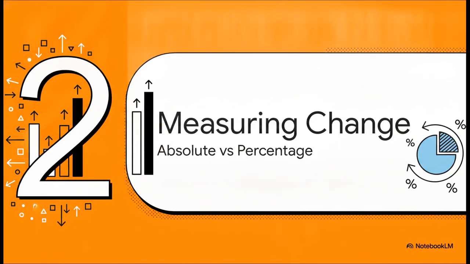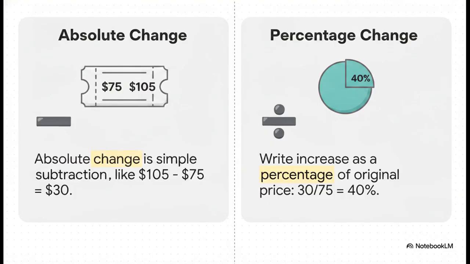Moving right along to Section 2, absolute versus percentage change. Now, what's really interesting about this is how we choose to measure change. Let's say a train ticket jumps from $75 up to $105. The absolute change, that's just simple subtraction. 105 minus 75 gives you $30, a flat $30 price hike. But to find the percentage change, you have to look at that $30 increase as a fraction of the original $75 ticket. And when you do that, you realize that $30 is actually a massive 40% increase on the original price. The percentage just gives you the real, unfiltered story of how hard your wallet is getting hit.